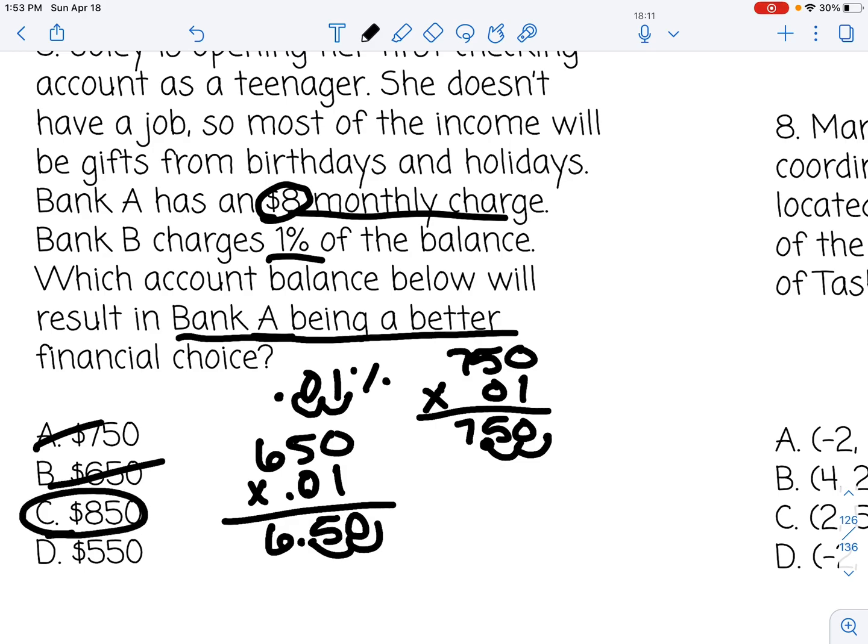So this one would result in bank A still being the better choice.